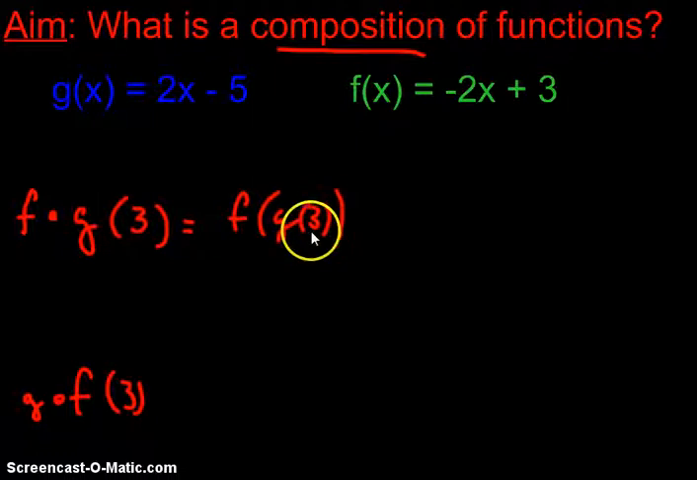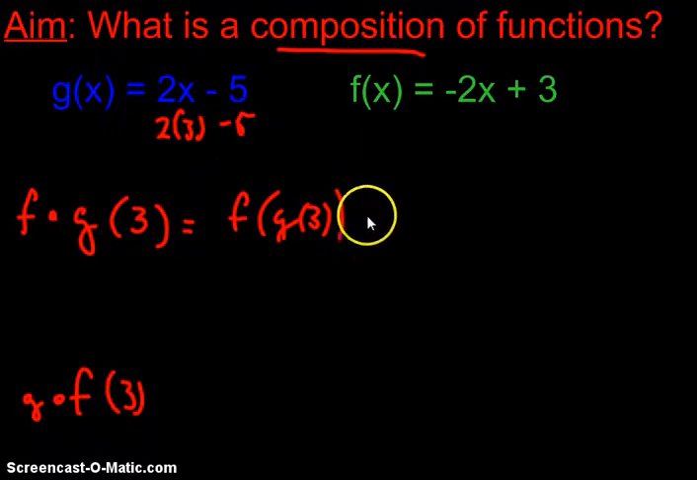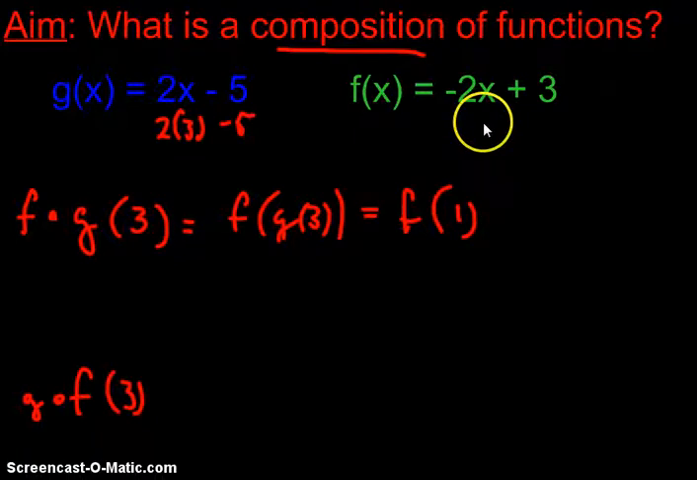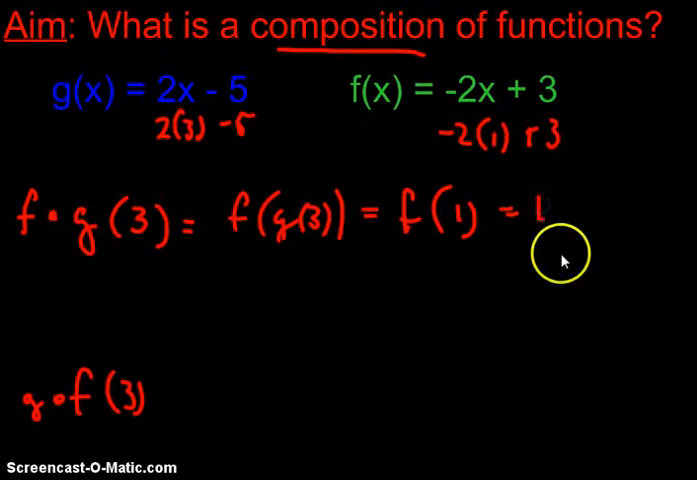So in this case, what's g of 3? Well, we get 2 times 3 minus 5, which is 6 minus 5, which is 1. So this is equal to f of 1. Now we can calculate the value of f. That's negative 2 times 1 plus 3, which is equal to 1. So f of g of 3 is equal to 1.